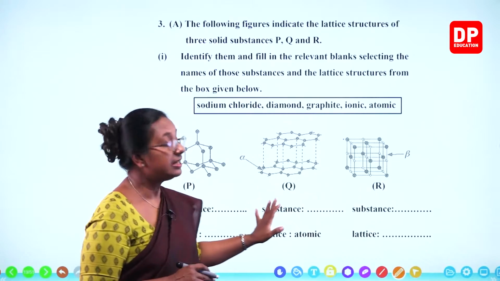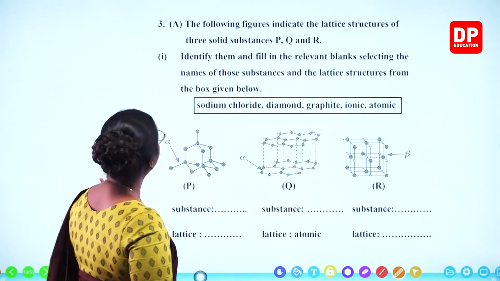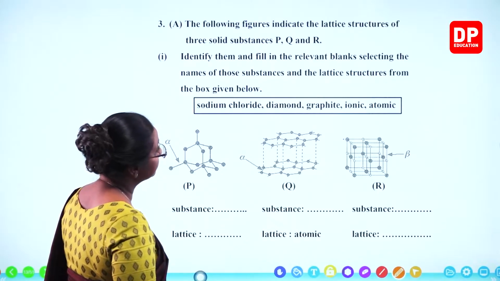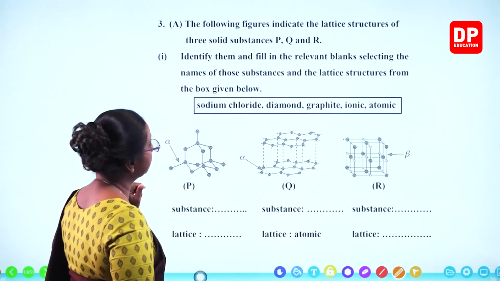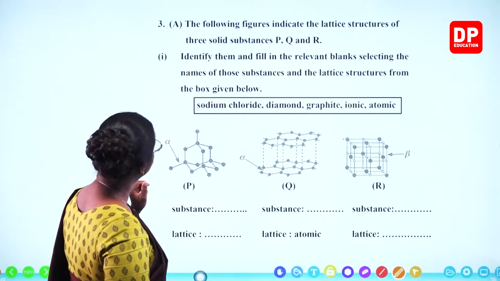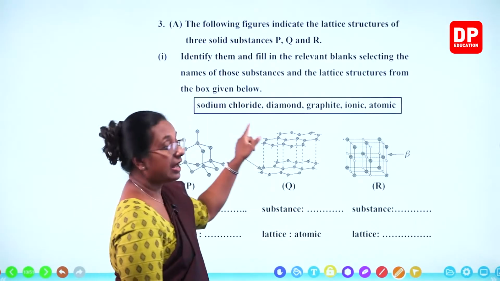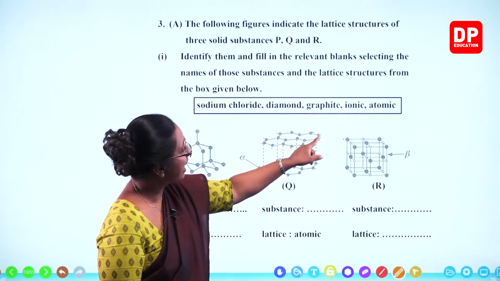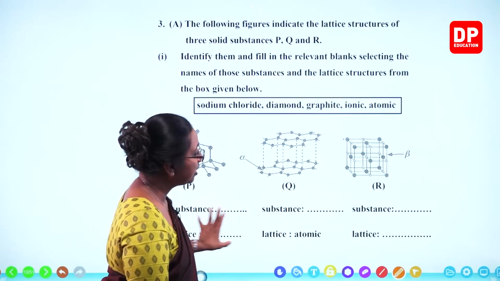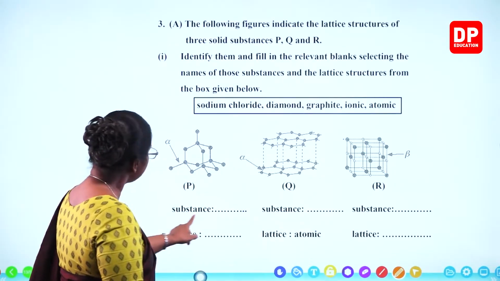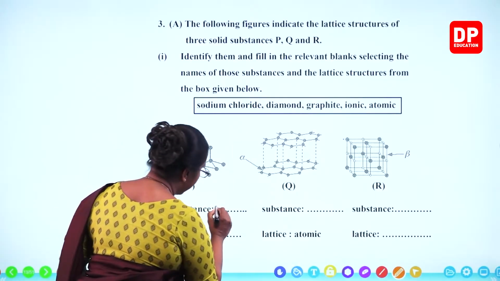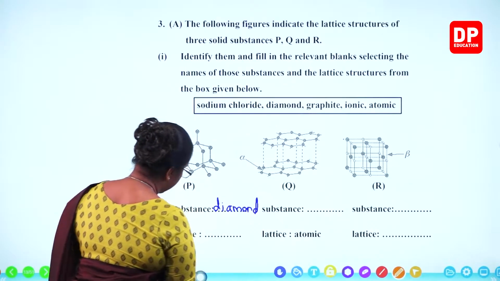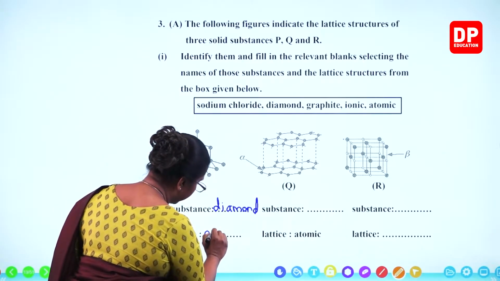So you have identified the lattices. Now if we look at the question, identify them and fill in the relevant blanks, selecting the names of those substances and the lattice structures from the box given below. So we have already identified them: sodium chloride, diamond, graphite, ionic and atomic. So you need to fill this space. Substance, what is it? It is diamond. And what is the lattice? It is atomic.